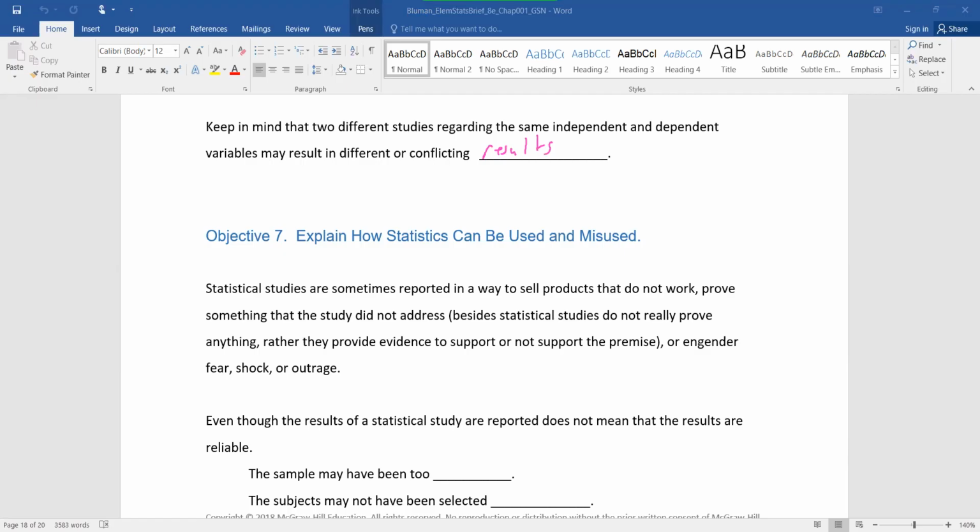We could see that yes, more competitive people have higher blood pressure down here, but we're up north where maybe they're not very competitive to begin with. More competitive people could have less high blood pressure. Right? So that gives different results in different areas on things that we can't really control. Which then leads us into objective 7, which is explaining how statistics can be used and misused.